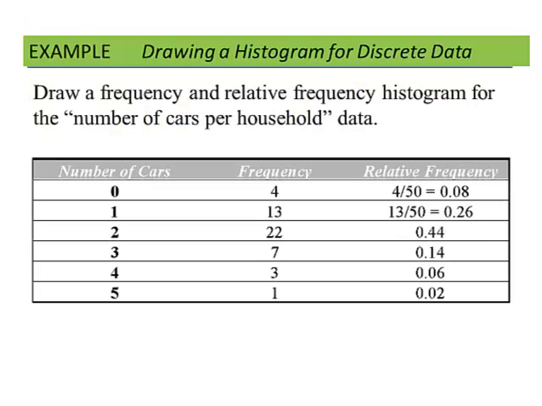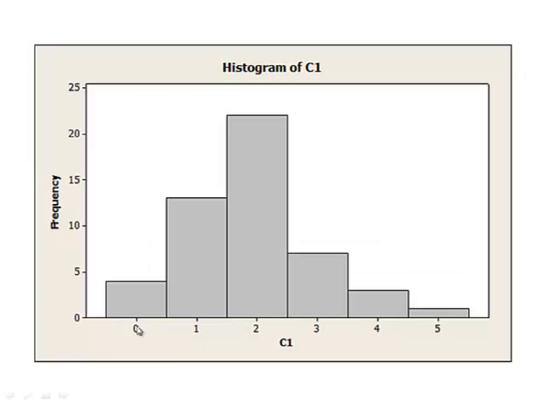Let's look at our example for the number of cars in the household. We'll do a frequency histogram and then a relative frequency histogram. So this is going to be our x-axis. This is going to be our corresponding y. So as we can see, and this is known as the midpoint, 0 cars, we have about 4. 1 car is 14, 2 cars is 22, so on and so forth.